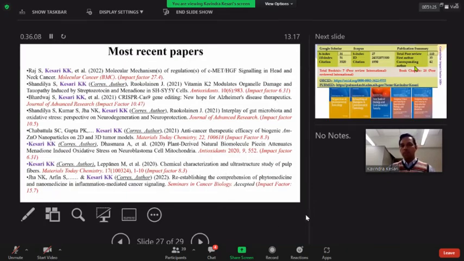So these are some of my recent publications which I published in the last one or two years. Mostly they are very new publications. Just a very selected one which we recently got published is in Molecular Cancer, where the impact factor is 27, and then several other papers as you can see from the list.